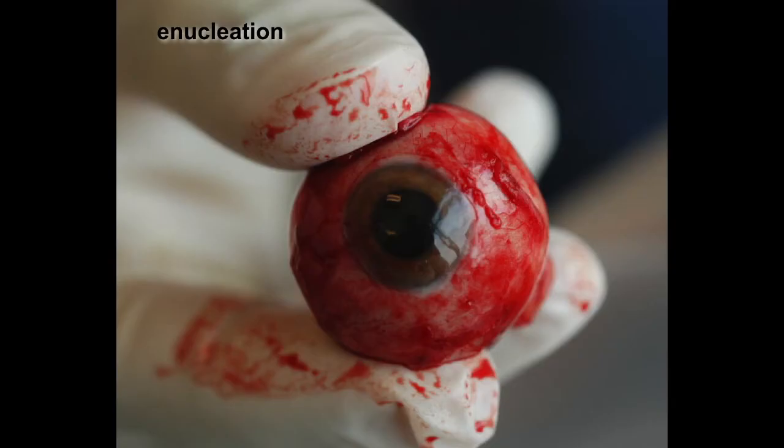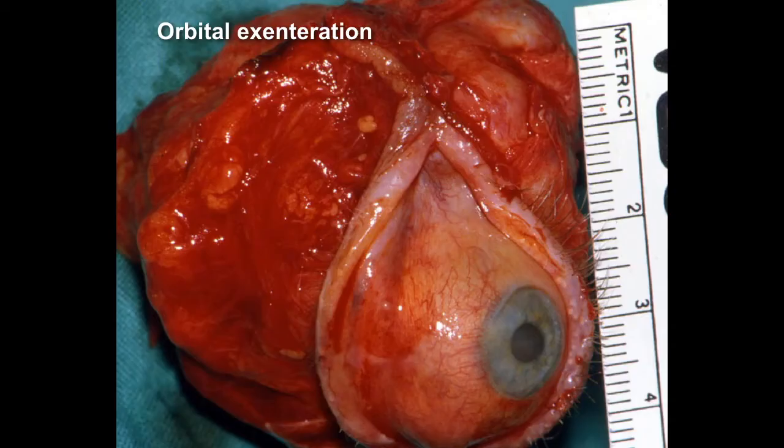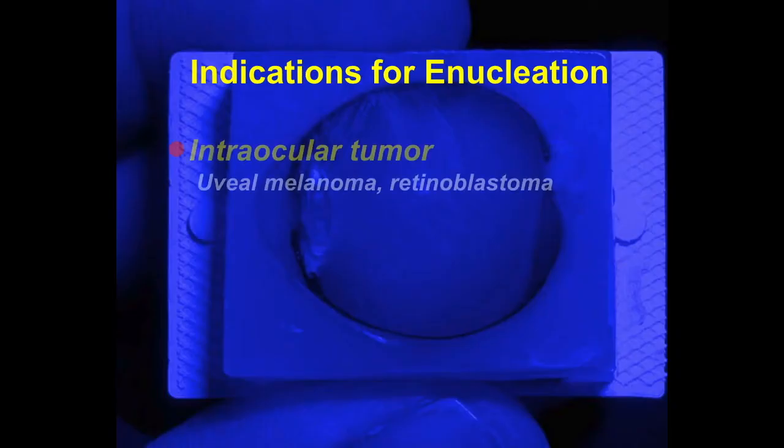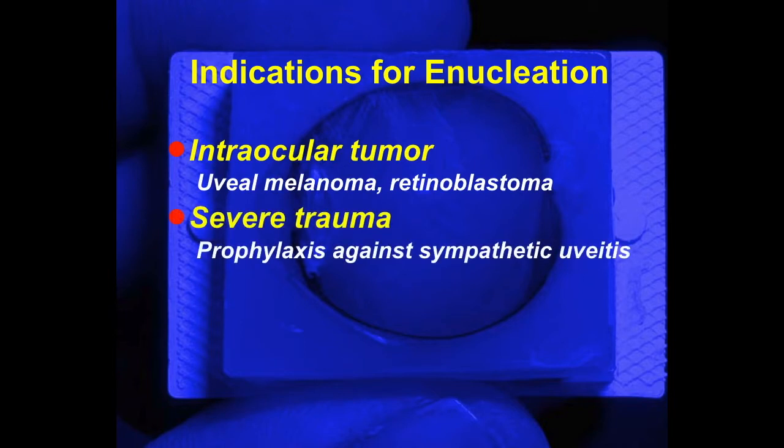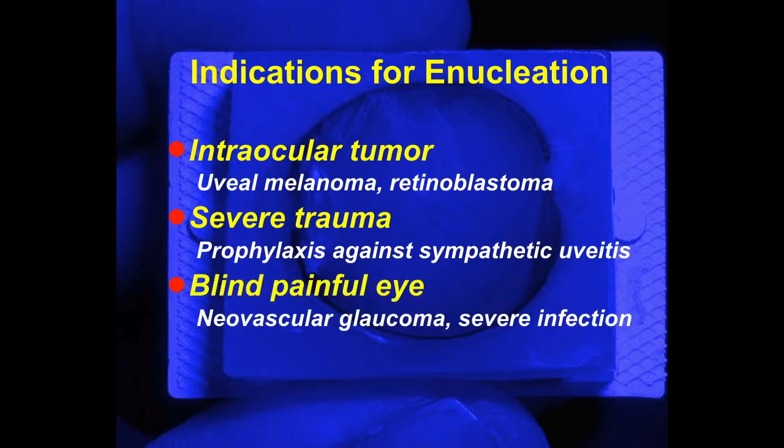Here's a freshly enucleated eye prior to fixation. This photo shows an exenteration specimen where most of the eyelids have been spared. Eyes are enucleated when they are known or suspected to contain intraocular tumors, typically uveal melanomas or retinoblastomas. Hopelessly blind, severely traumatized eyes are removed to prevent sympathetic uveitis, a potentially blinding autoimmune disease that affects both eyes after unilateral trauma. Many eyes that are enucleated are blind and painful.